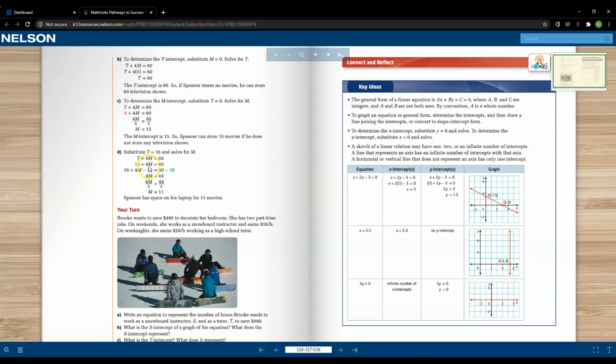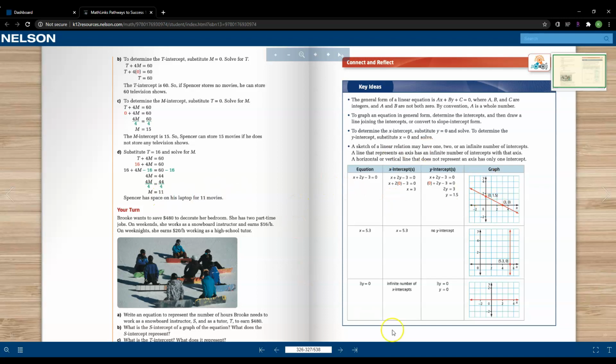So 16 plus 4M equals 60. And then now you're going to isolate for the m. So get rid of the 16, right? Minus 16 on both sides. Then you get 4m equals 44. Divide by 4 on both sides. M equals 11. So if you store 16 television shows, he has room for 11 movies. Okay. All right, so that's pretty much it for 6.2.